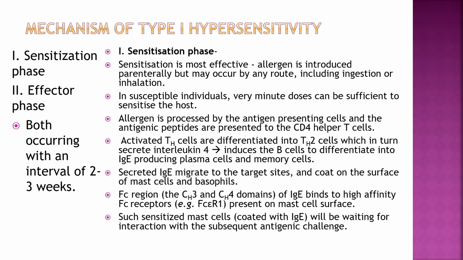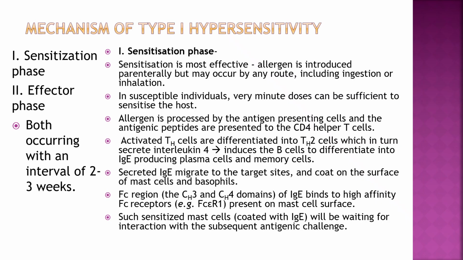Mechanism of type 1 hypersensitivity. There are two phases: the sensitization phase and the effector phase, occurring with an interval of 2 to 3 weeks. Sensitization phase: sensitization is most effective when the allergen is introduced parenterally, but may occur by any route, including ingestion or inhalation. In susceptible individuals, very minute doses can be sufficient to sensitize the host.